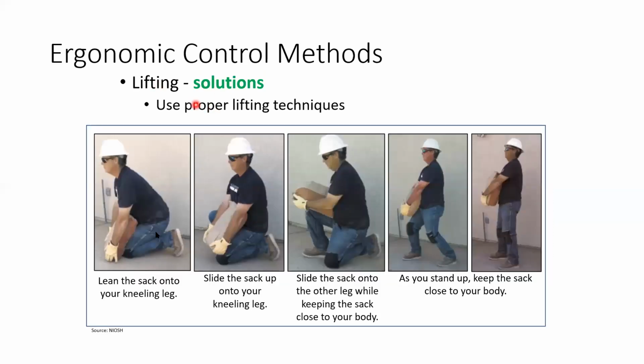You can also use proper lifting techniques like this, as you see here: lean the sack onto your kneeling leg. How can you do this proper lifting technique? Slide the sack up on your kneeling leg, slide it onto your other leg while keeping the sack close to your body. As you see here, as you stand up, keep the sack close to your body. Okay, this is one of the proper lifting techniques.